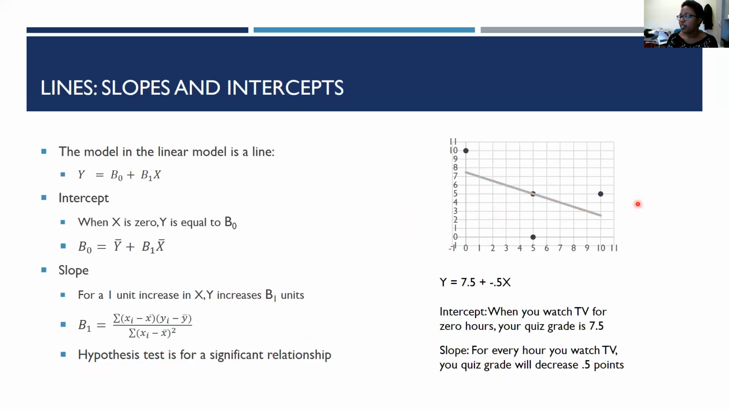So here's our 4-point data set for our students who were taking a quiz and watching TV, right? We got our equation of y equals 7.5 plus negative 0.5x. And we interpreted that as when you watch TV for 0 hours, we expect that your quiz grade is going to be a 7.5. And for the slope, for every hour that you watch TV, we expect that your quiz grade will decrease by 0.5 points. So there's our slopes and intercepts.